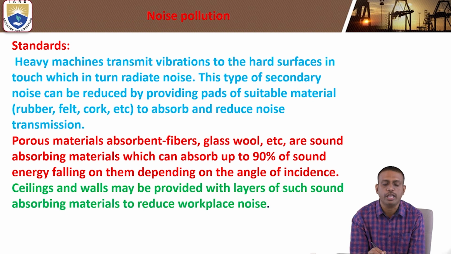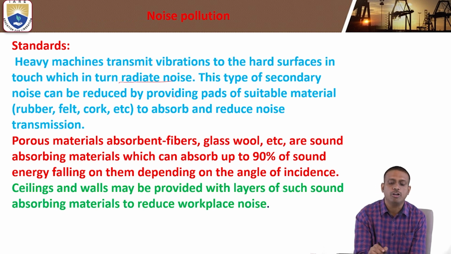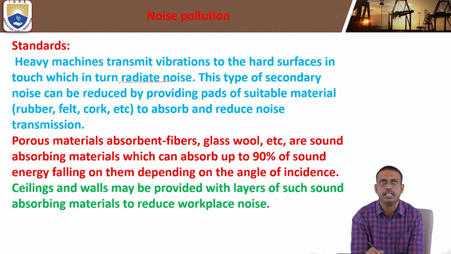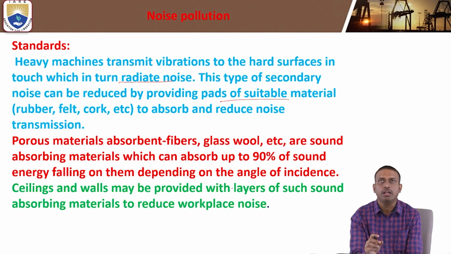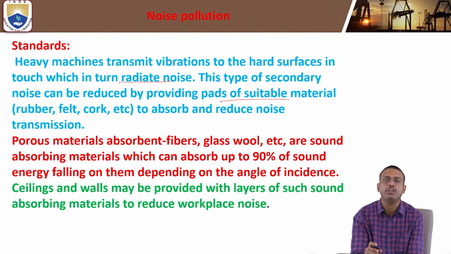Heavy machines transmit vibrations to hard surfaces in touch, which in turn radiate noise. This type of secondary noise can be reduced by providing pads of suitable material like rubber, felt, cork, etc. We need to observe and reduce the noise transmission.